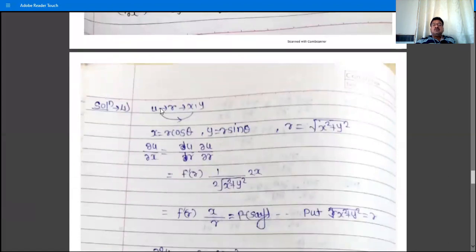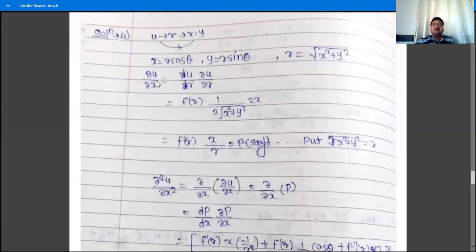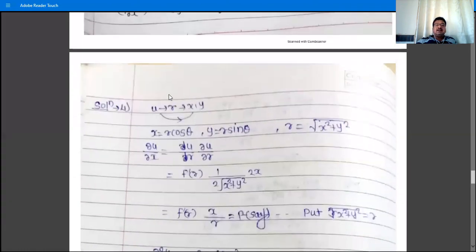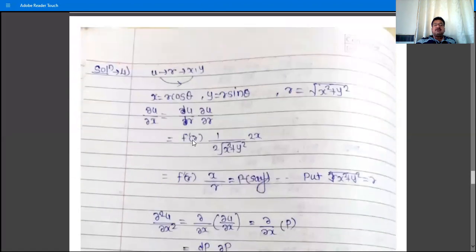And therefore, by chain rule, we have ∂u/∂x. Then find ∂u/∂x, ∂u/∂y by chain rule, and then find their second order derivatives. First, ∂u/∂x is what? ∂u/∂r into ∂r/∂x. And ∂u/∂r means the derivative of f of r with respect to r, which is f dash r. Okay, and the derivative of u with respect to r, u is this.